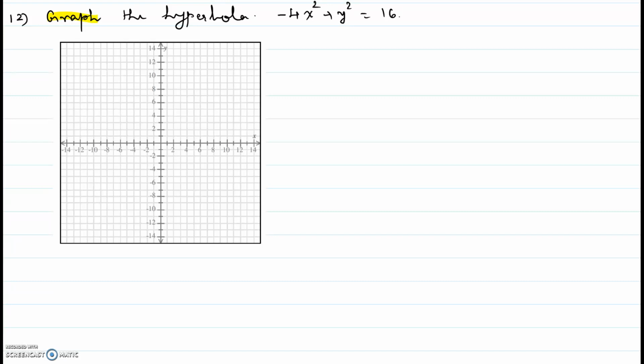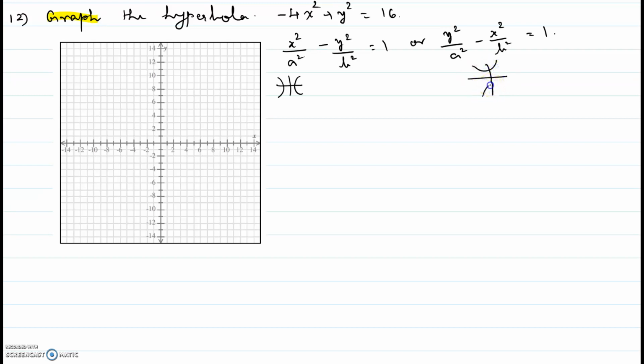So first we have to identify how the equation looks. The hyperbola equation would be x square over a square minus y square over b square equal to 1, or y square over a square minus x square over b square equal to 1. If the x square term is positive, the branches of the hyperbola will cut the x-axis. If the y square term is positive, the branches of the hyperbola will cut the y-axis.